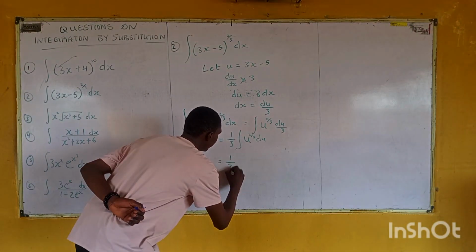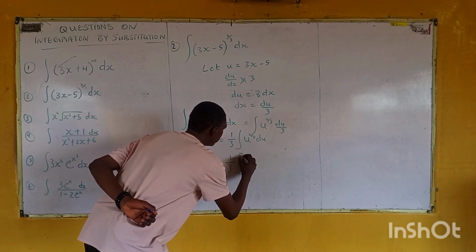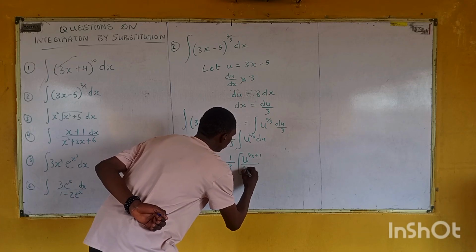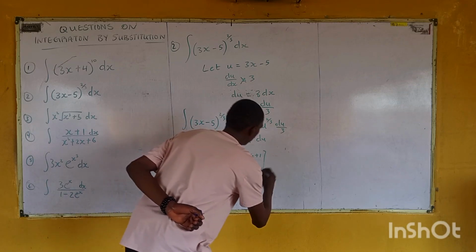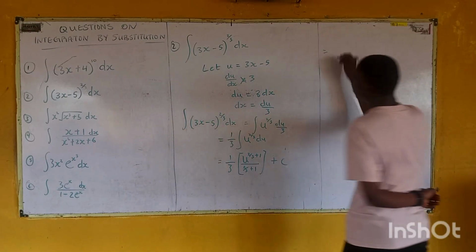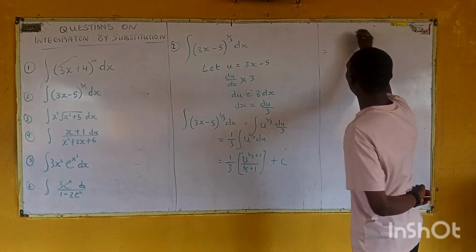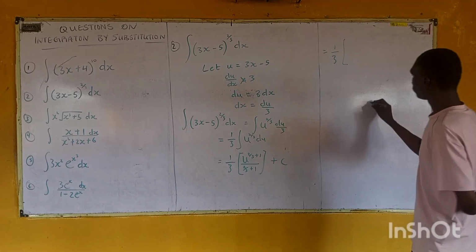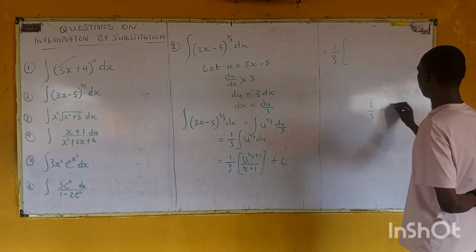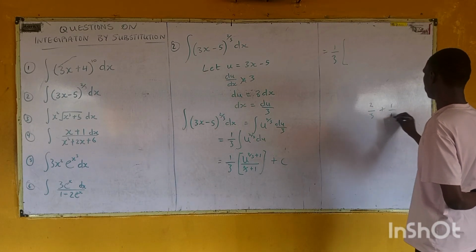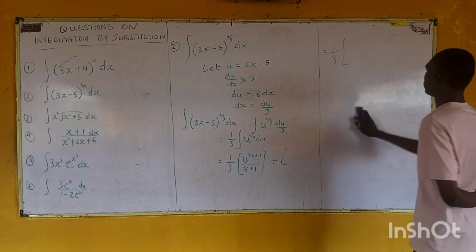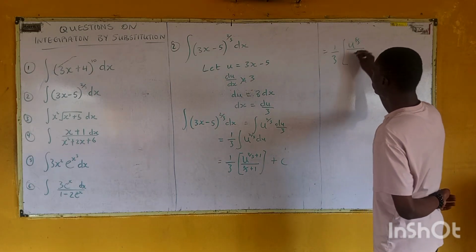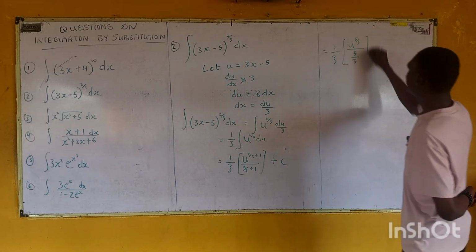So we are going to have 1/3 open brackets u raised to power 2/3 plus 1 over 2/3 plus 1, then plus c. So moving on, 2/3 plus 1 will give us what? That should be 5/3. So that will be u raised to power 5/3 over 5/3. Right?